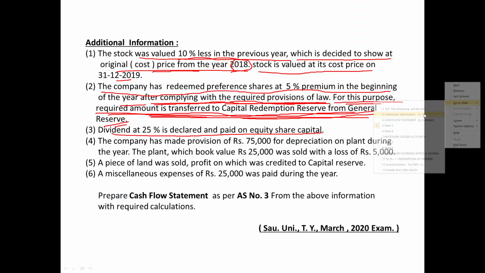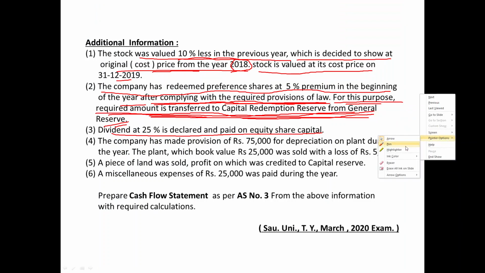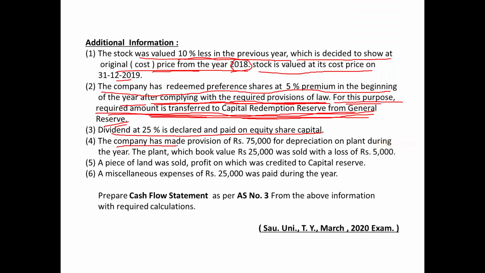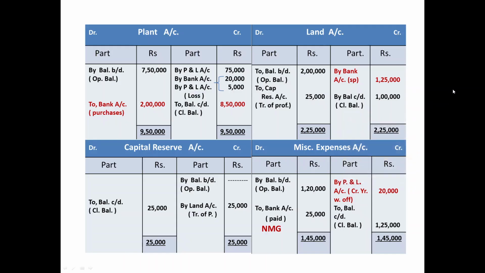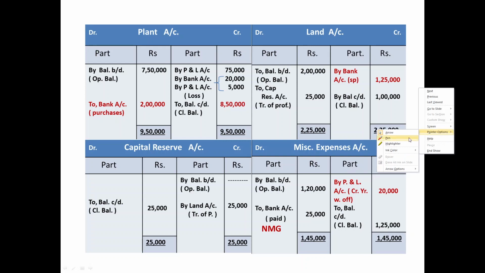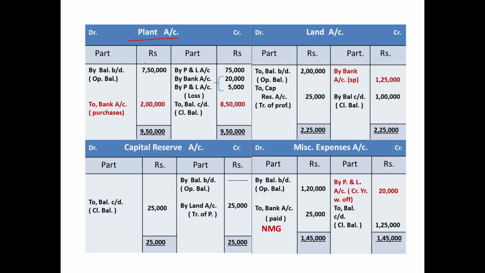Under the additional information, item number 4. The company has made provision of rupees 75,000 for depreciation on plant during the year. And then afterwards another point has been given related with plant. But before that, let us record this depreciation in the plant account. A very simple one. Profit and loss account debited to plant account credited 75,000. This is the plant account, opening balance, closing balance.